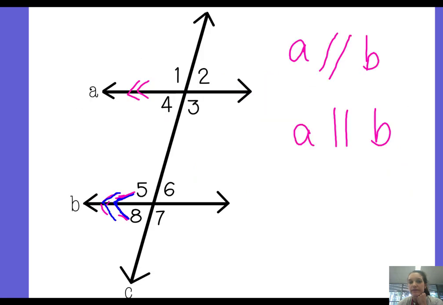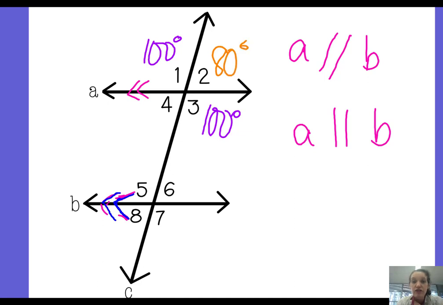Okay. Back to this picture. So we know that those lines are parallel. Let's say angle 1 is 100 degrees. Measure of angle 1 is 100 degrees. Okay, angle 1 and angle 3 are vertical, and so that means angle 3 is also 100 degrees. And then angle 1 and angle 2 form a linear pair, which means they're supplementary, which means they add to 180. So angle 2 has to be 80 degrees. And then angle 2 and angle 4 are vertical, so then angle 4 is 80 degrees as well.